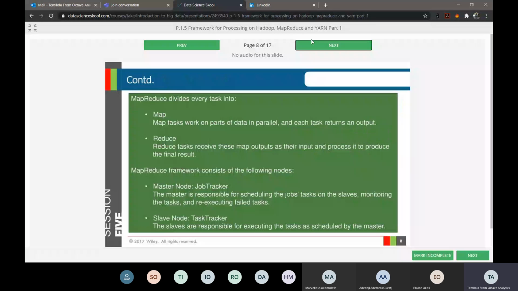So, okay, continuation of how MapReduce works. Like I told you, it divides every task into two tasks, which are the map and the reduce. The map task works on part of the data in parallel, and each task returns an output. Then the reduce task will receive this output as input, then produce your final result.